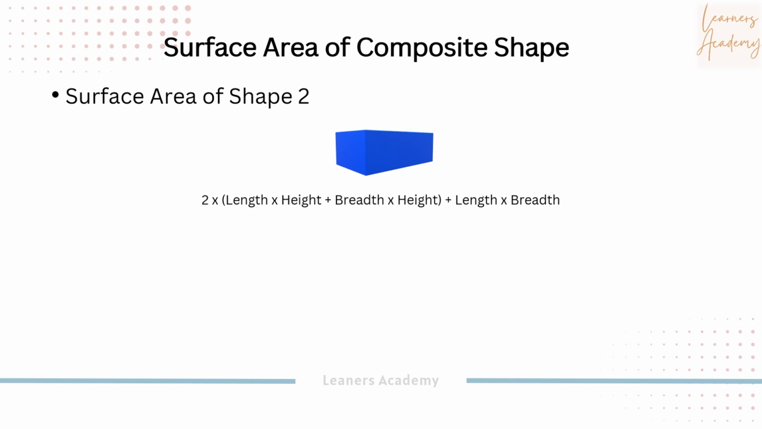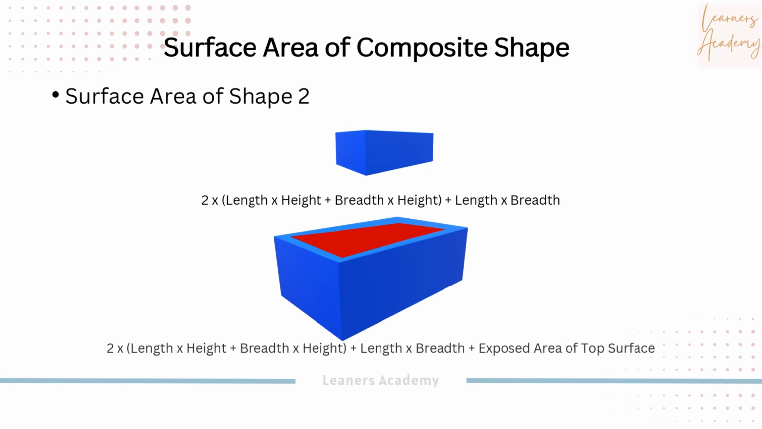After finding them, we multiply these two areas with 2, as we have a pair of these surfaces. Lastly, the top surface area is also calculated by length into breadth. For the bottom cuboid, we use the same logic of exposed surfaces. Here we have two side surfaces of length into height and two surfaces of breadth into height. For the bottom layer, we calculate it by multiplying length into breadth.